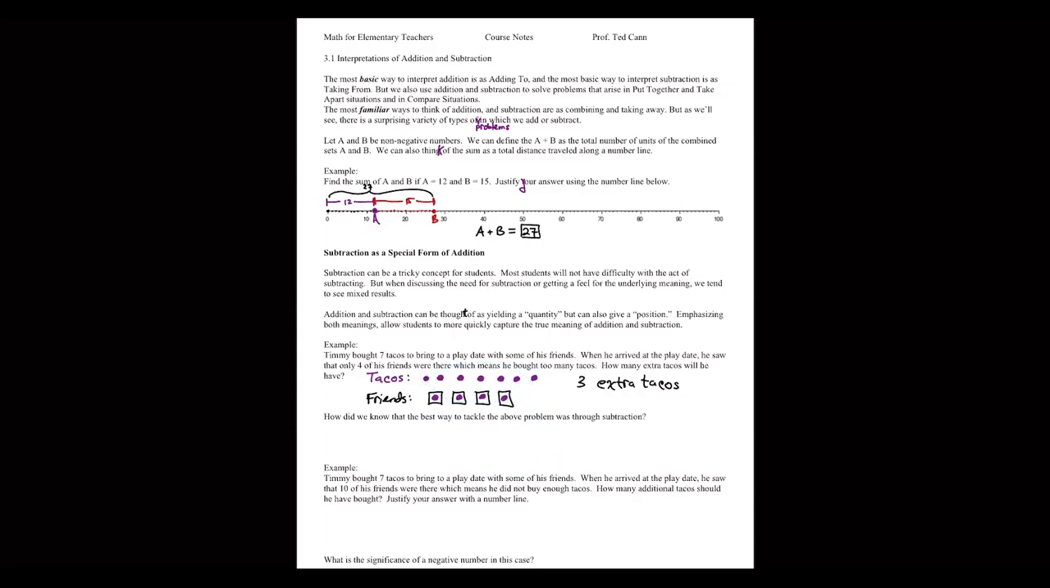All right. So I have my 3 extra tacos. The ones that got moved, you know, say these 4, for example. Now, the follow-up there, how did we know that the best way to tackle the problem above was through subtraction? Well, I don't know. Maybe you didn't recognize that it was subtraction. All we did was we moved from one group to another. All right. So, using language, we can kind of get to that idea.